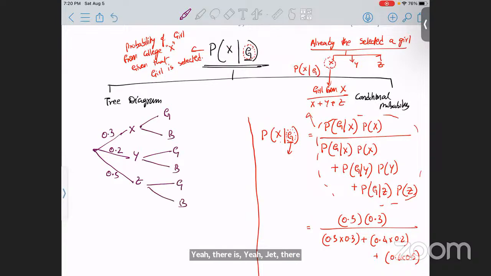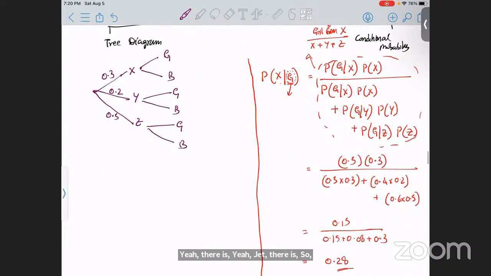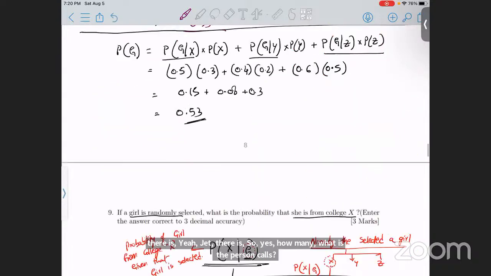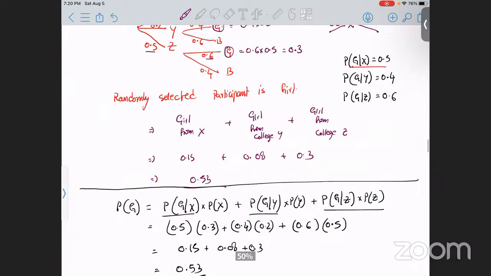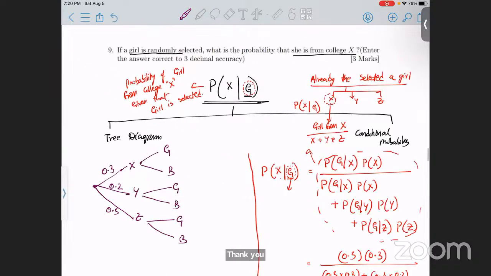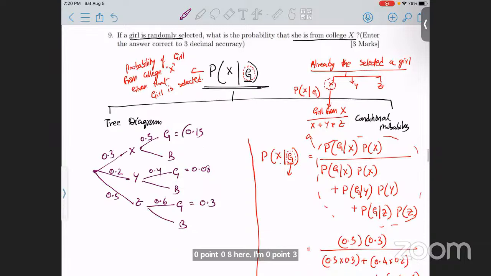So X, what is the percentage of girls? 50%. 50, 40, 60. 0.5 and 0.4 and 0.6. So listen to this, that means 0.15 here, 0.08 here, and 0.3 here. Okay? These are the possibilities of girls from each college.